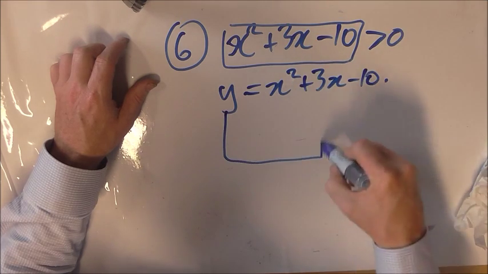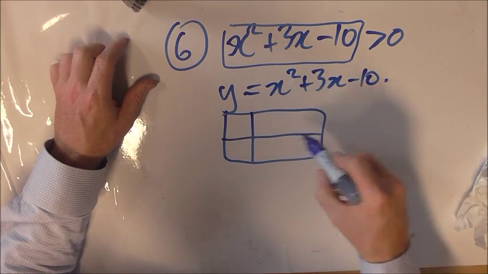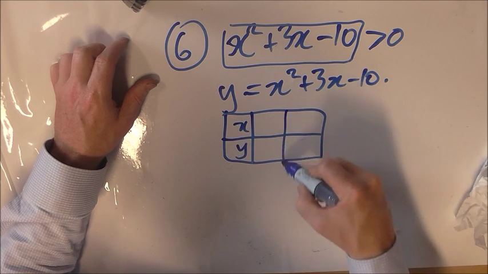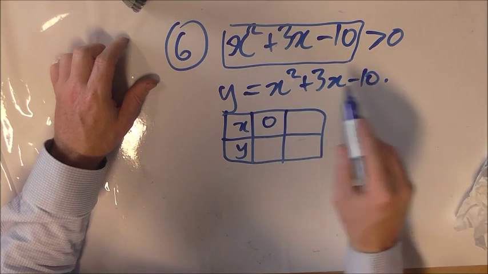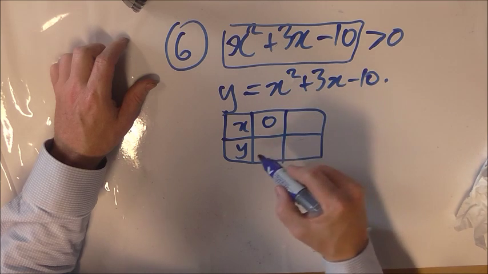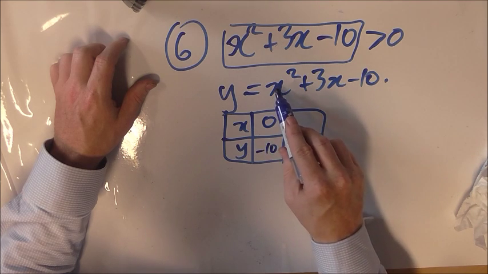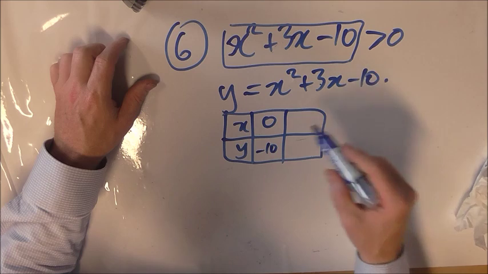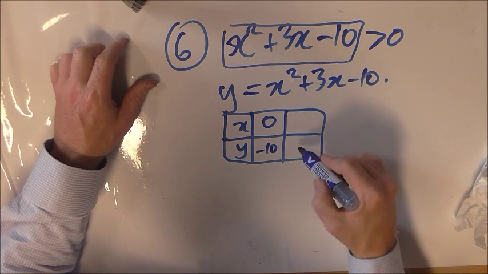I'm going to graph this with a quick table because a quick table gives us intercepts, and the intercepts are the boundary between when it's high and when it's low. If x equals 0, you get y equals negative 10, because that'll be 0, that'll be 3 times 0, which is 0, so yeah, it'll be negative 10. What about if y was 0?